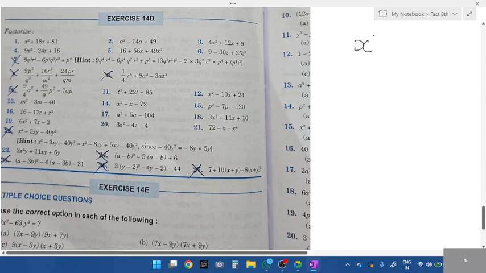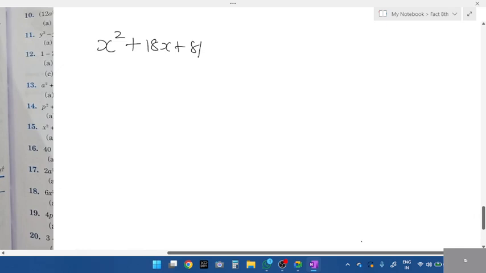Look at the next one. X square plus 18x plus 81. Anything common here? 3 times? No, x is not common. What did I tell? It should be common to all three. Anything common? No, nothing is common. X is present only twice. 18 and 81, 9 is common, but it is present in second and third term. Nothing is common to all three, right?